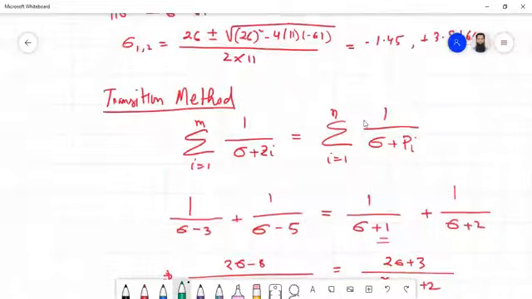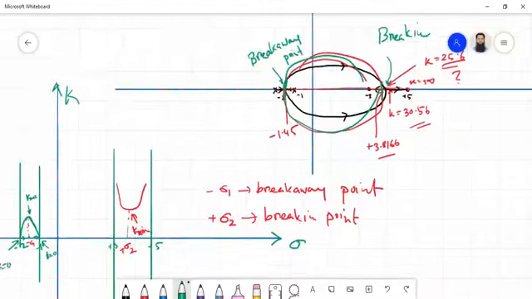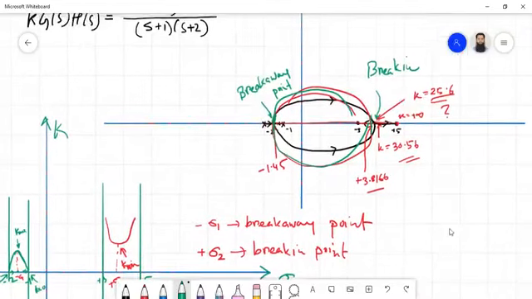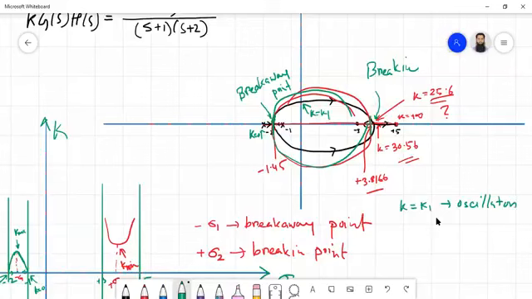Like here, I don't know whether you have noticed, but in the curve that we have plotted, we are starting from k equal to 0. For some value of k, it is stable. So in this zone, say k equal to k1, at k equal to k1 our system is oscillatory.